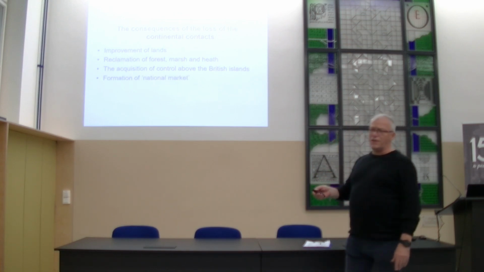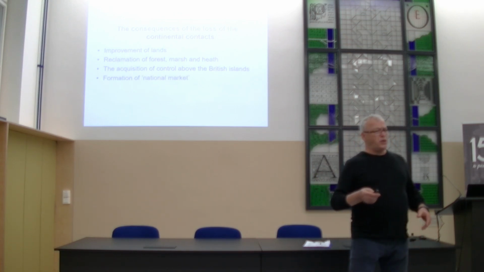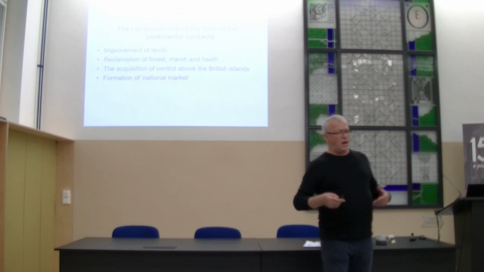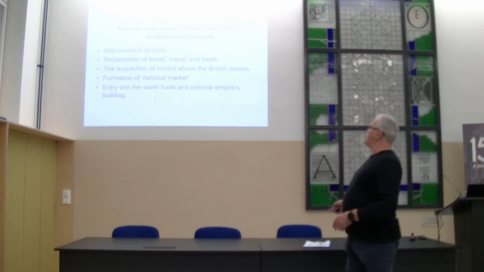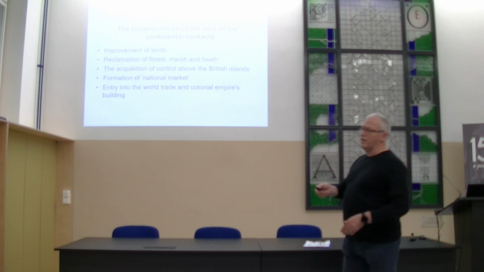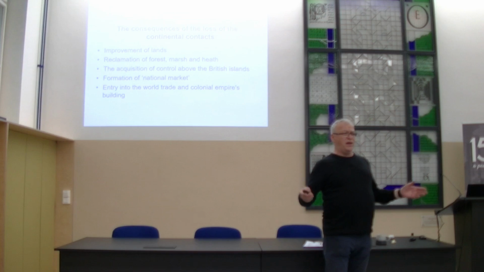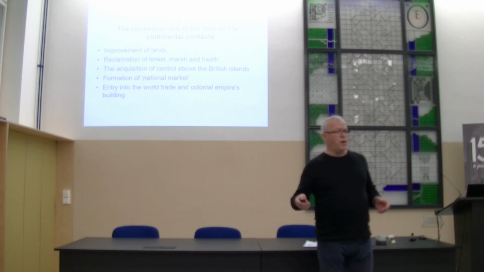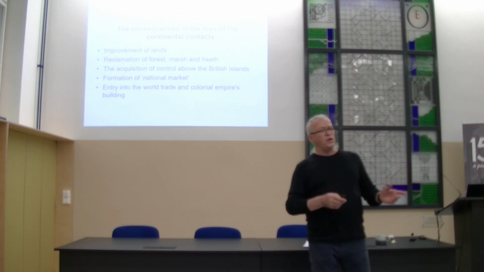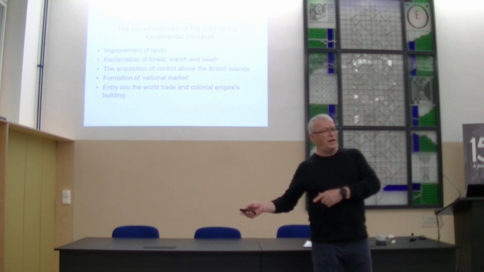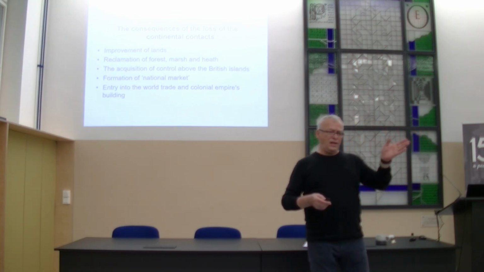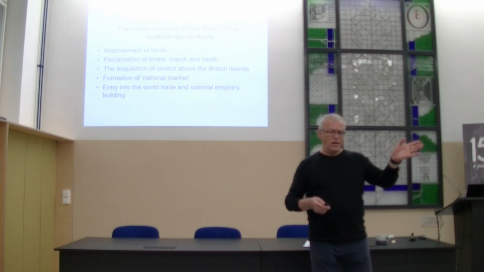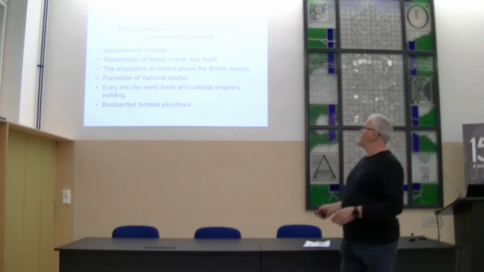The formation of a national market. The formation of the national market was a consequence of the political ambition of the English elite to enter the colonial world trade and colonial empire. The location of England was ideal. Why? Because this is the entrance to continental trade and the entrance to the Atlantic colonial trade toward the Americas.